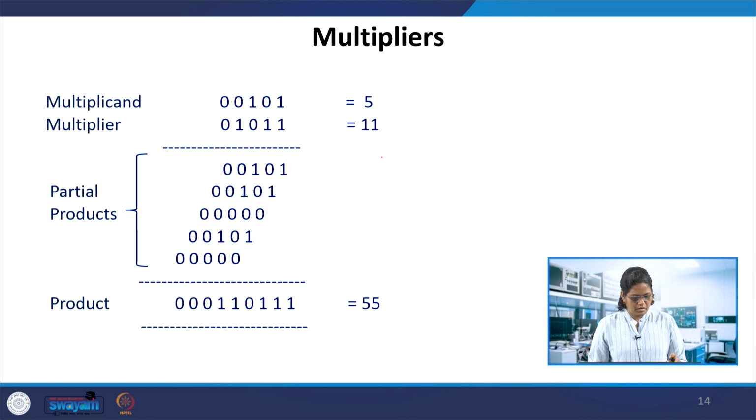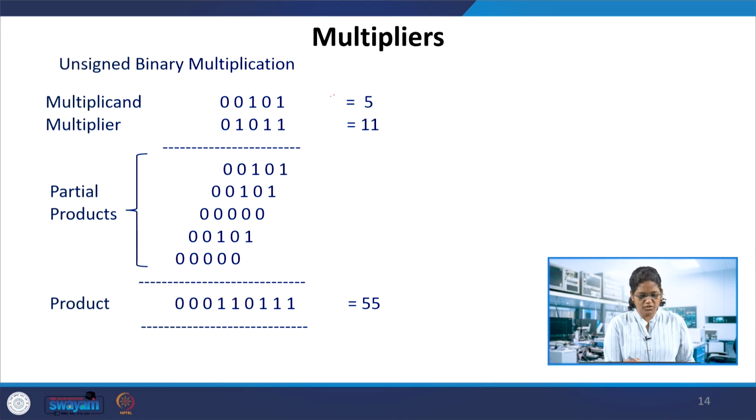If we take the binary multiplication which is unsigned, it can be done in two ways. One is the conventional way, what we do with the multiplicand and the multiplier.